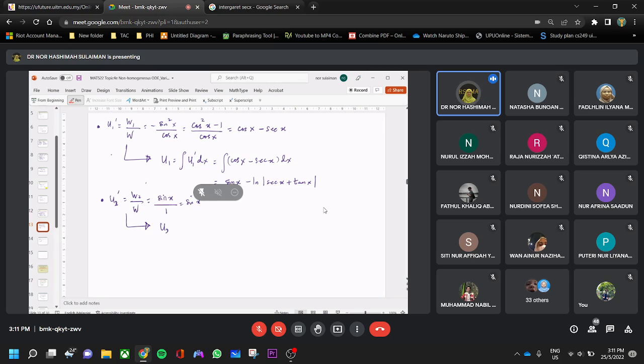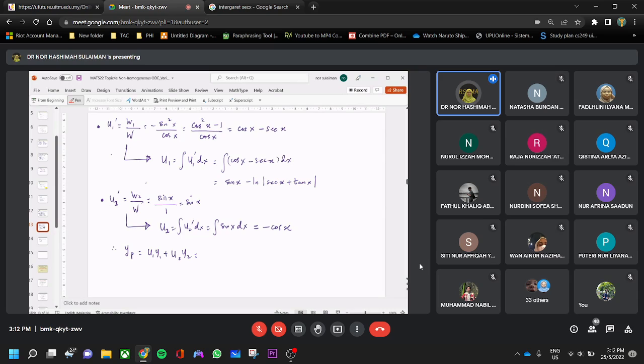U1 kan? Sorry, U2. U2 equals to integration of U2 prime with respect to x, or simply integration of sin x dx. So dapat apa yang you integrate sin? Tadi integrate cos dapat sin. Sekarang integratekan sin dapat apa? Yes, negative cos x. So dah dapat U1 and U2. Okay, therefore the YP equals to U1 Y1 plus U2 Y2.